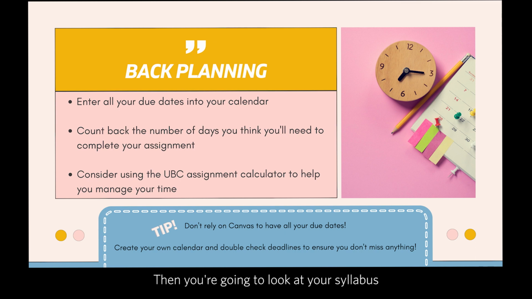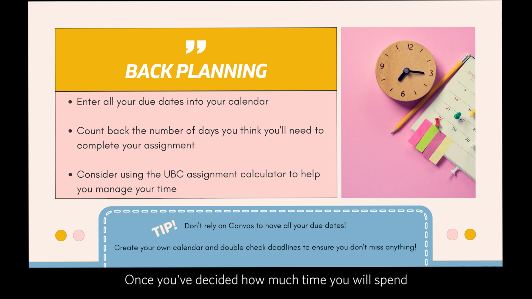Then, you're going to look at your syllabus and try to determine how much work will likely go into each assignment. I know that sometimes at the beginning of term you won't have all the information, but try to give it your best guess. If you're struggling to figure out how much time you might need to do an assignment, like an essay, you can always put your start and end dates into the UBC assignment calculator. It will give you an idea of how much work you'd have to complete in that period of time and whether or not that is feasible.